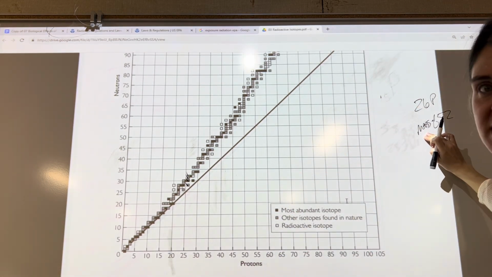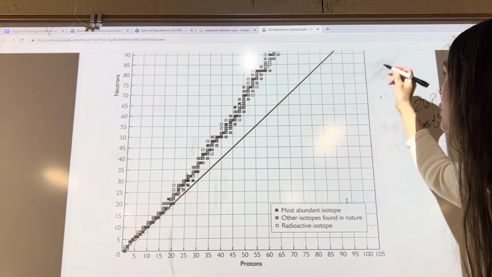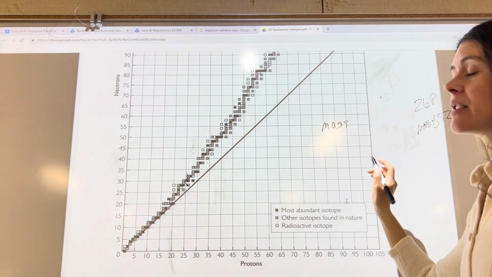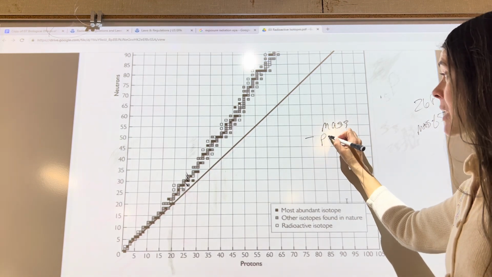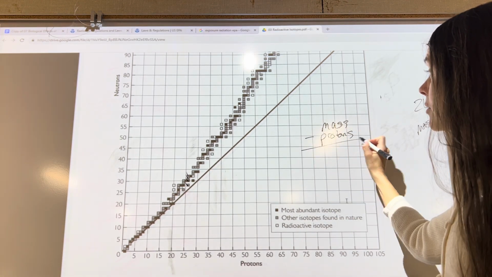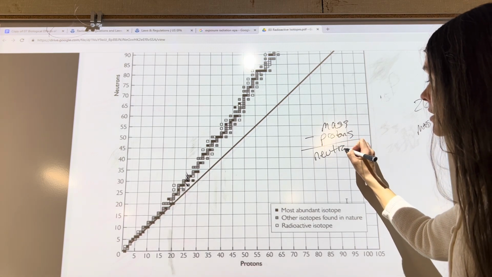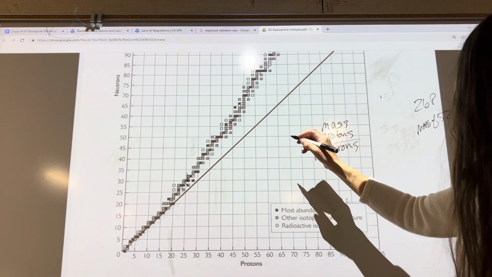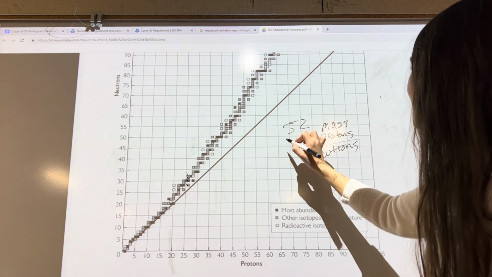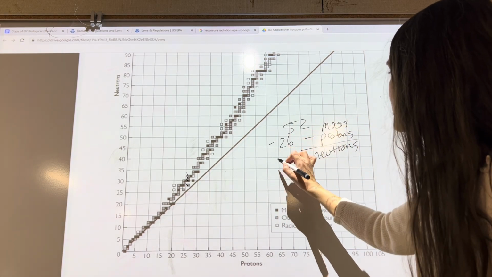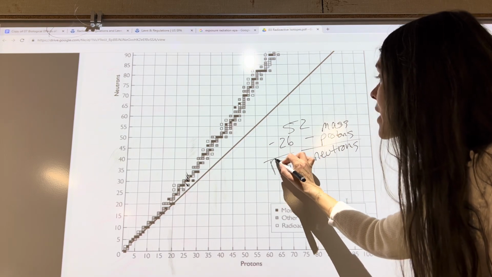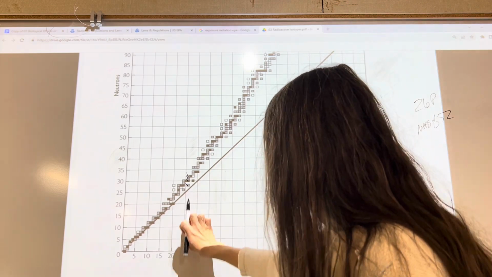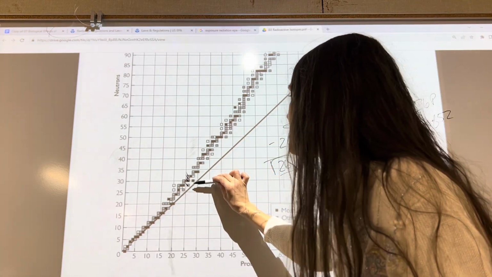A mass of 52. Do you remember? Your mass is your protons plus your neutrons. So my mass minus my protons will give me how many neutrons? 52 minus 26 is 26. So 26 protons means we're looking for something with 26 neutrons. Does it exist? With 26 protons, we want to see if there are 26 neutrons that match up.